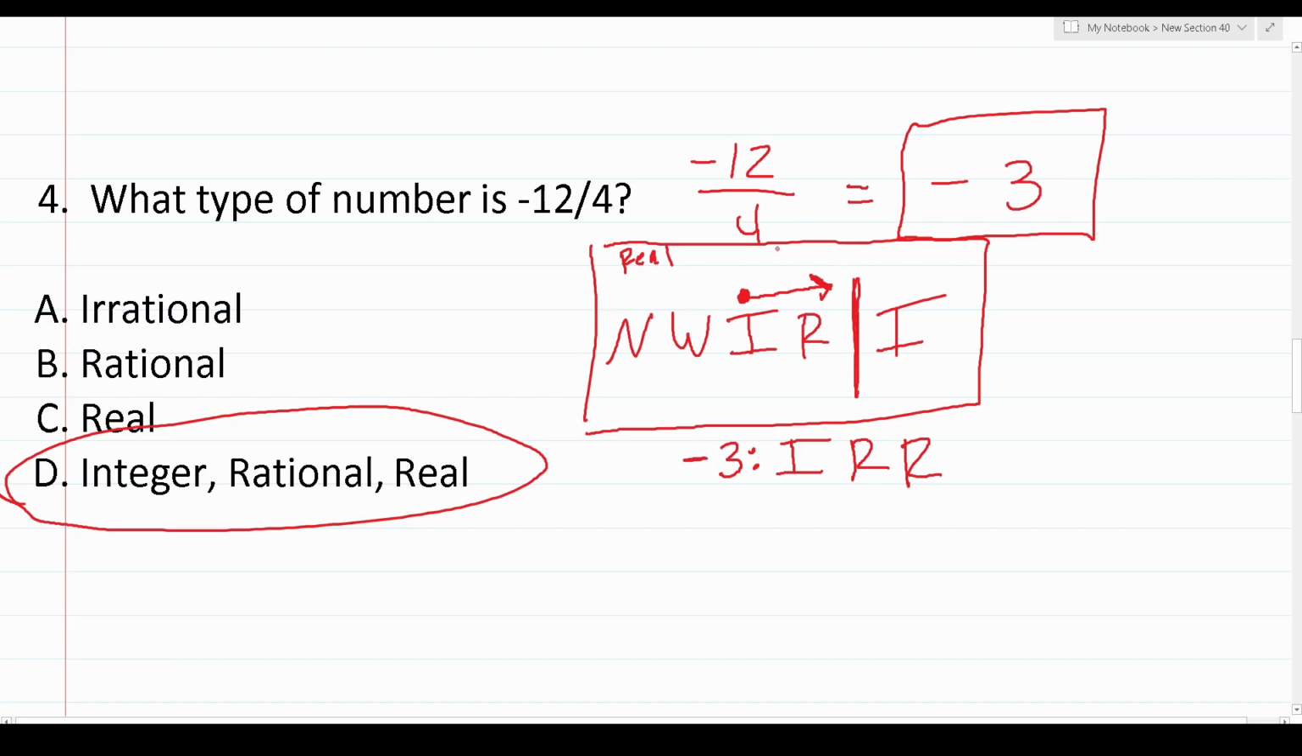All right, so again, I put this bar here because let's say I had a natural number. Again, a natural number is everything to the right. A natural number is a whole number, it's also an integer, and it's also rational. So again, that's how that mnemonic device works. It's very helpful. So that's that one.